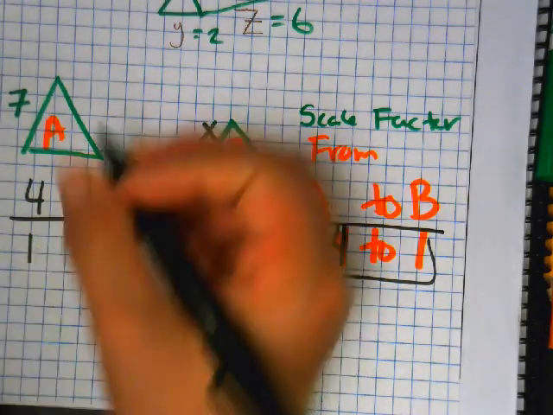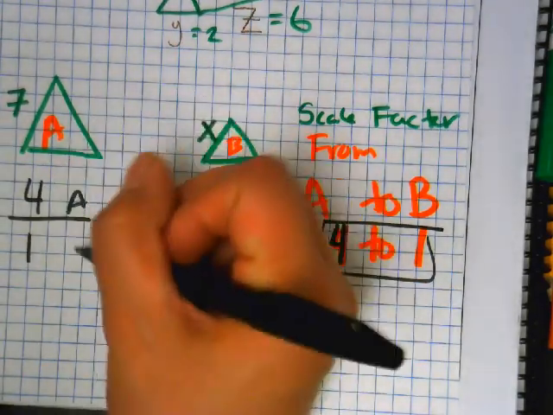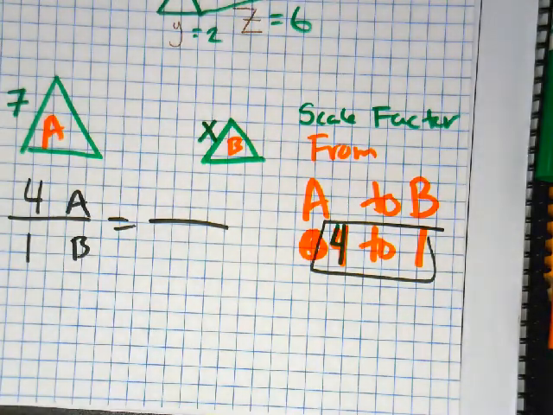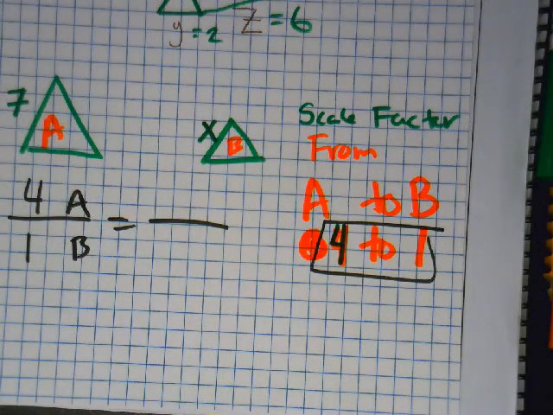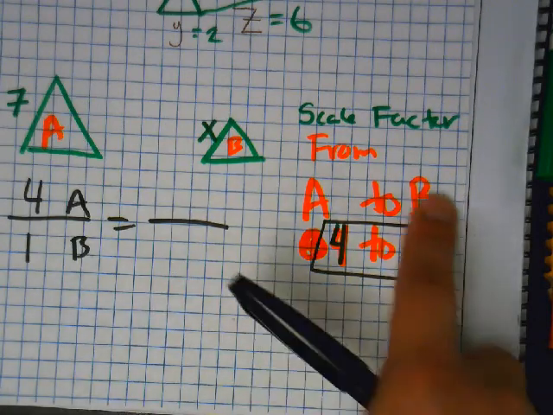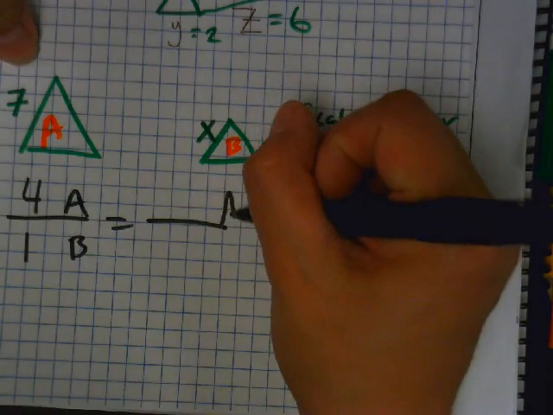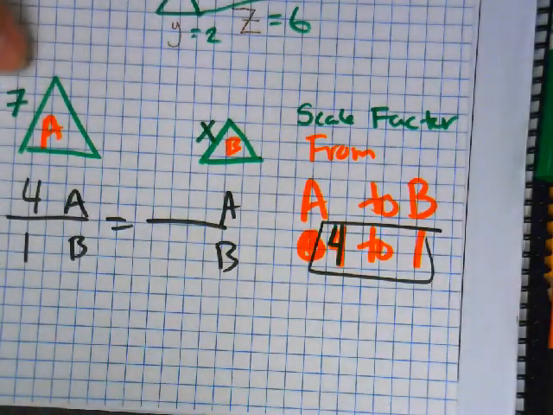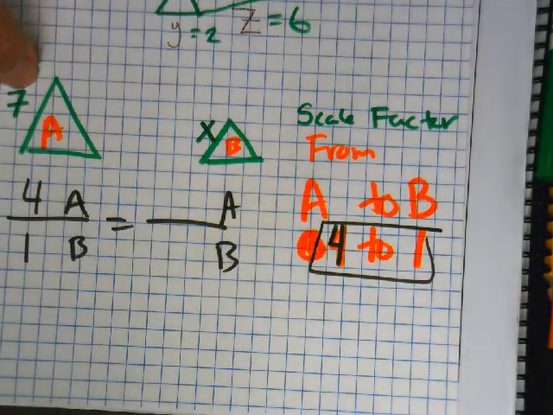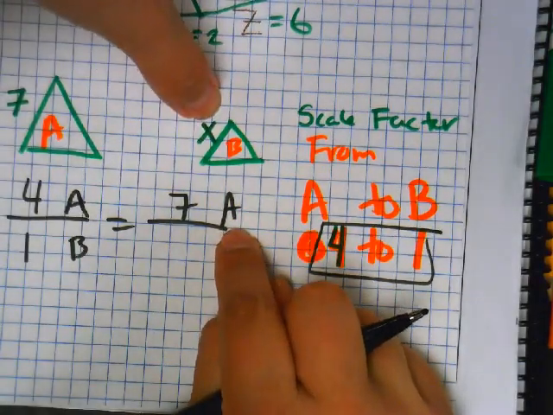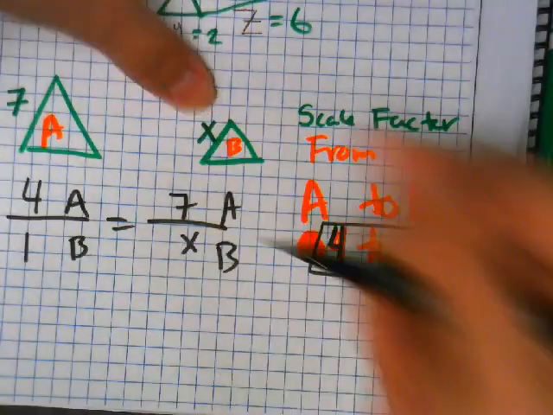4 to 1. 4 represents A and 1 represents B. Where did I get that information? From the information given. So the top is A and the bottom is B. Where does the 7 go? Will the 7 go on top or the bottom? 7 goes on top with the A. Where does the X go? Bottom. Because I don't know.